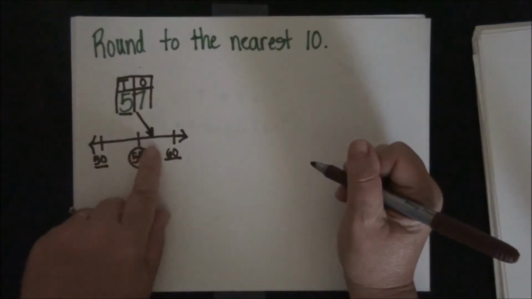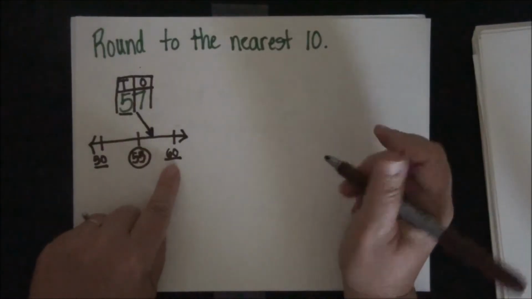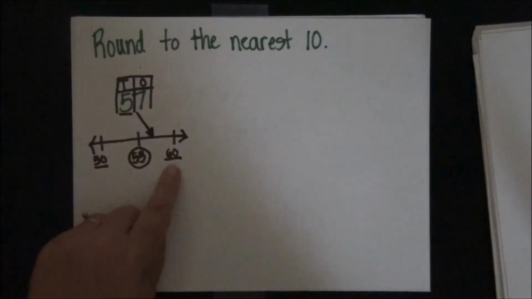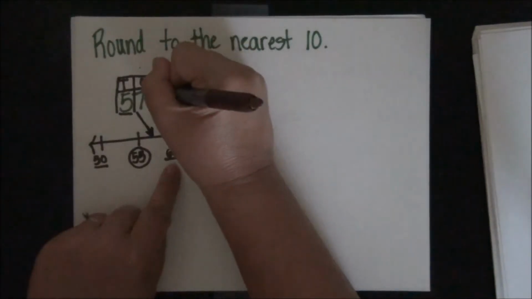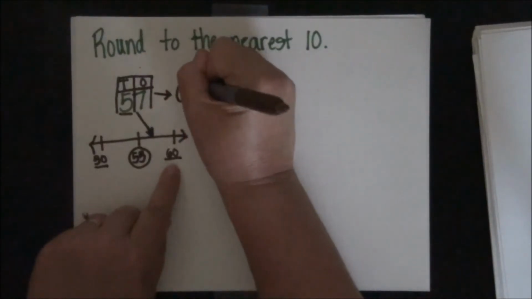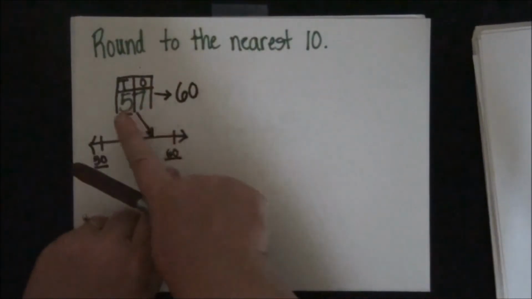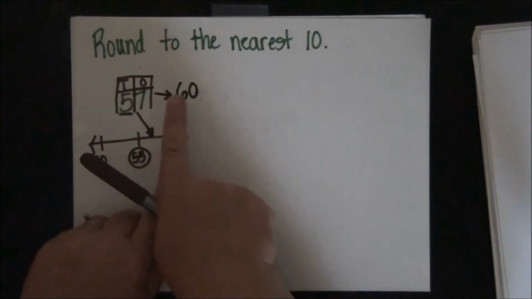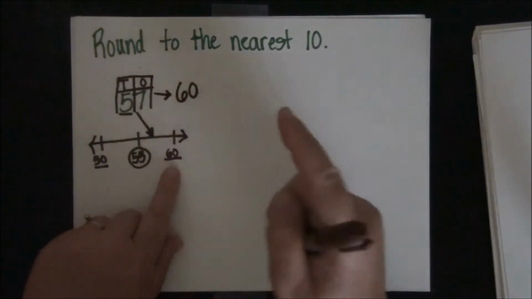Okay? And then I write what it's closest to. Now, it is not equal to 60, so I'm not going to use an equal sign. It's not the same as 60. But I'm rounding to 60. So use an arrow to show that 57 rounds to 60. Okay? Remember to keep your symbols the same.